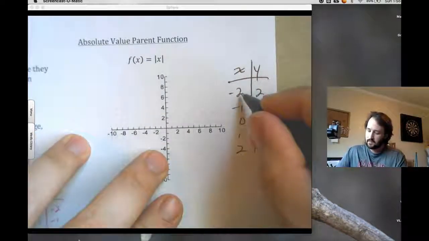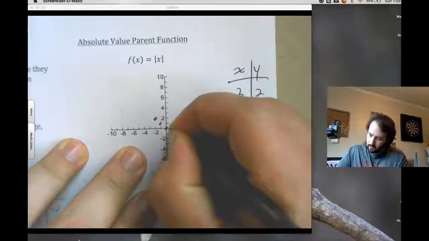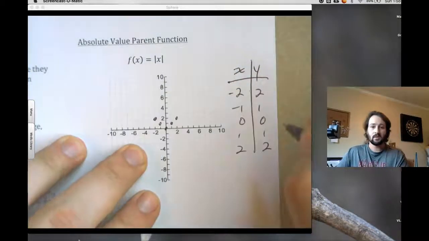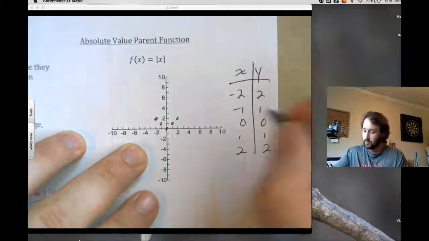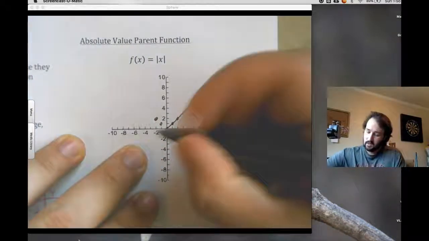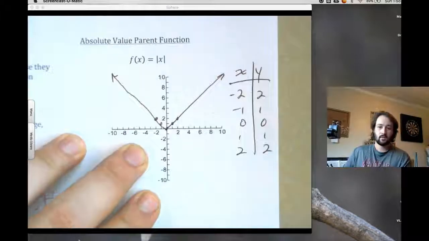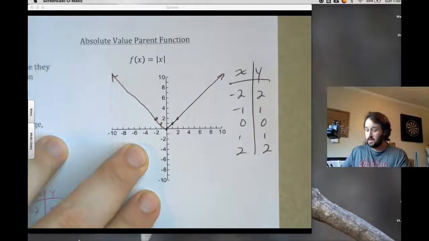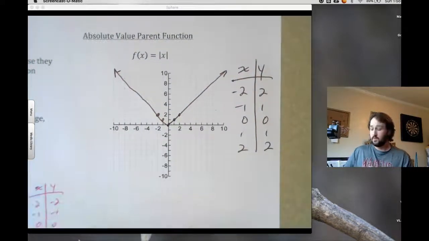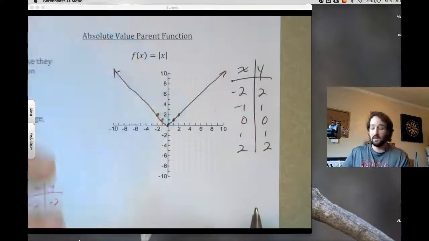So what this does, if I have -2, 2, -1, 1, 0, 0, 1, 1, 2, 2, it almost makes two linear functions going outwards. So I have one going that direction, the other is going that direction. So it's taking those negative values and making them positive. So it's essentially like the linear parent, except I took this bottom half, chopped it off, and I put it on the positive y values.